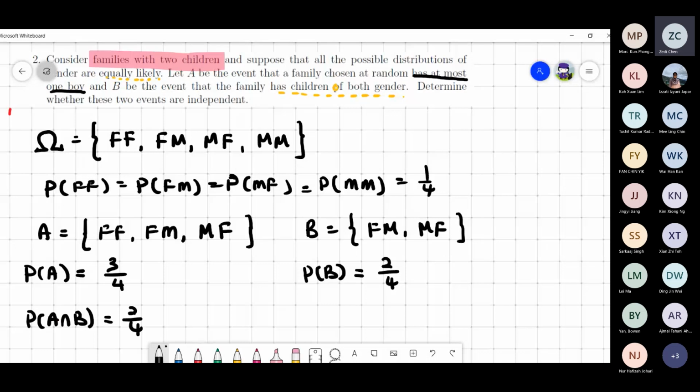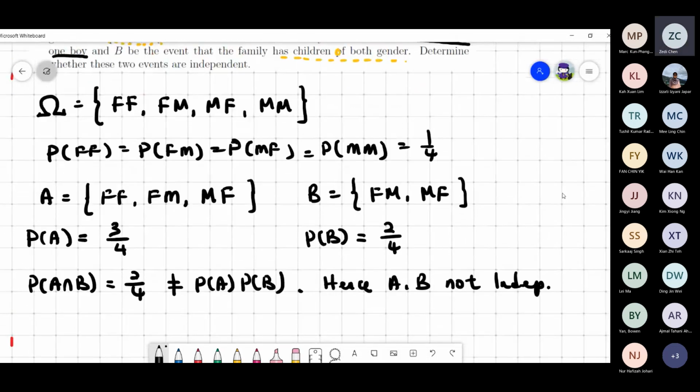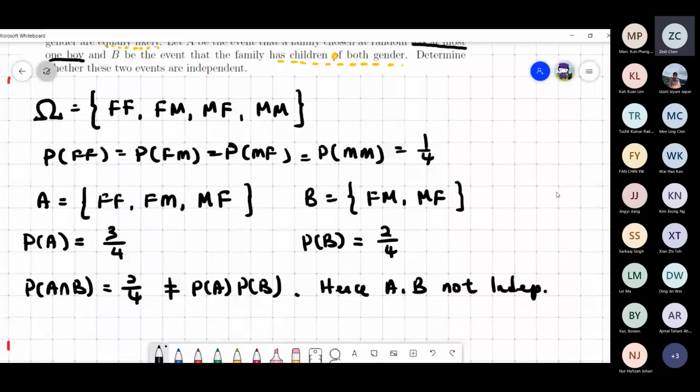So this one can never be equal to P(A) multiplying P(B). So then we can make a conclusion. Hence, A and B are not independent. So I believe these questions are straightforward, right?